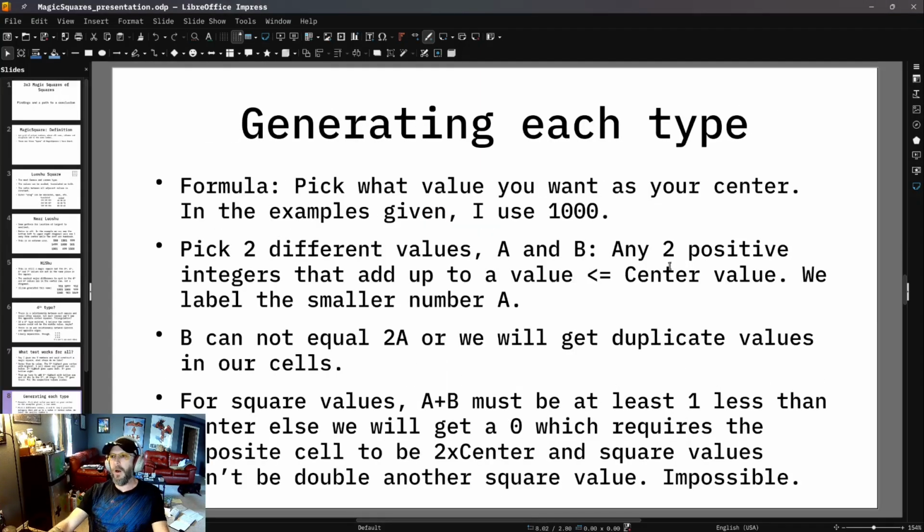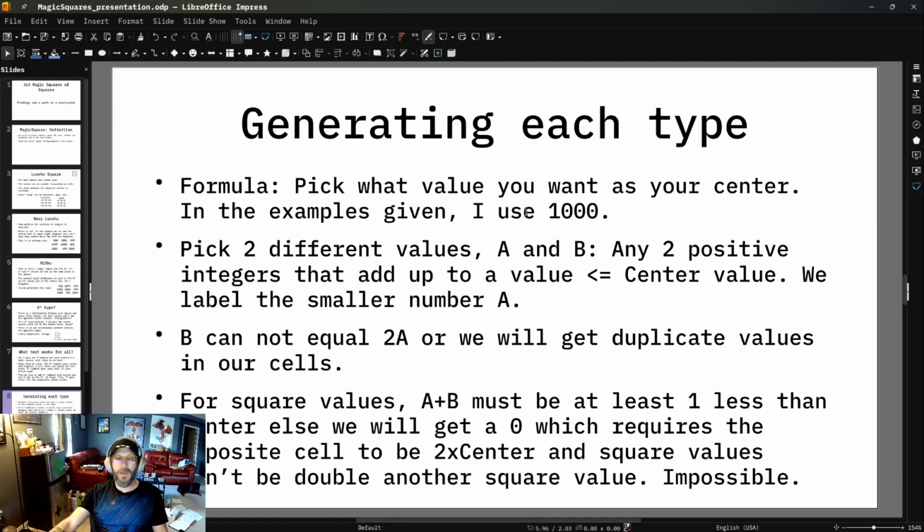So moving on, generating each type. How do we generate each of these types? So we know there are magic squares. We know we can start with some value. We know how to test for them, and so on. So how do we generate them? And how have I generated these values and tested with them and checked all of my stuff so far, right?